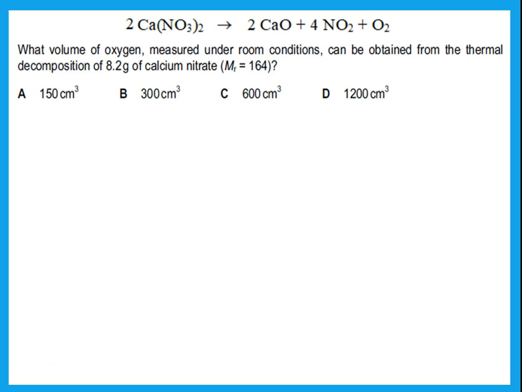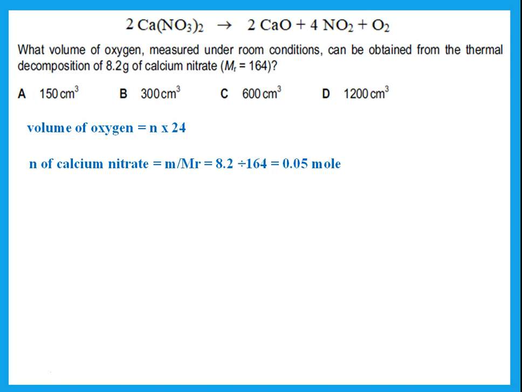So the first thing that we need to do is number of moles. We know that he wants the volume, but the volume is related to the number of moles, so I need to get the number of moles. Okay, number of moles of calcium nitrate. Now what does he give me about calcium nitrate? He gives mass, so I need to use mass over molecular mass. So the number of moles is 0.05.